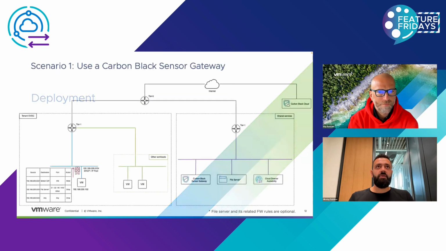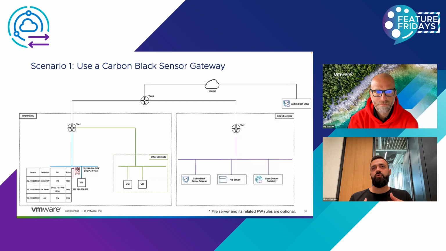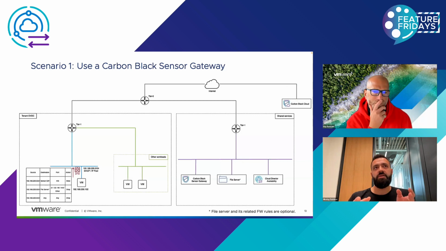The deployment of the solution. So we have two scenarios. One is with sensor gateway and one is without. It's quite simple. So we have the tenant org VDC in this example and a dedicated network segment, with its subnet, for attaching these ransomware-infected instances to be tested. We have all the other workloads aside. They are still in this OVDC, but they're unaffected from this whole process.